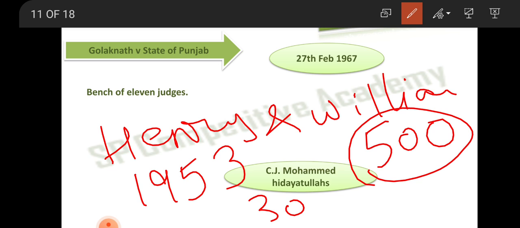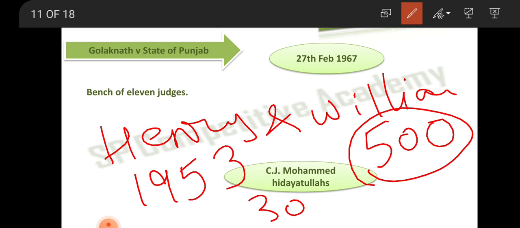What is the story behind this? Two brothers, Henry and William, had 500 acres of land, and the government was not allowing them to keep this much land according to the Land Tenure Act. Which state passed the Land Tenure Act? Punjab state. In which year? 1953. The government said you can keep 30 acres for each brother, and the remaining shall be taken by the government. Challenging this, they approached the Supreme Court.